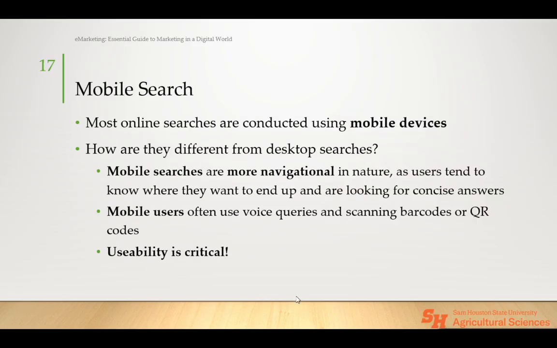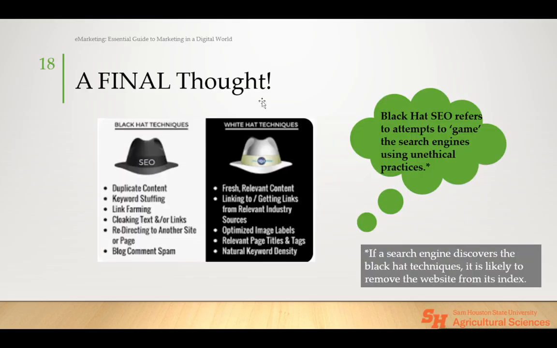Mobile search. Most online searches, as we have mentioned, are conducted using mobile devices. And how are they different from desktop searches? Mobile searches are more navigational in nature, as users tend to know where they want to end up and they are looking for concise answers. Mobile users often use voice queries, scanning barcodes, or QR codes. Remember, usability is critical.